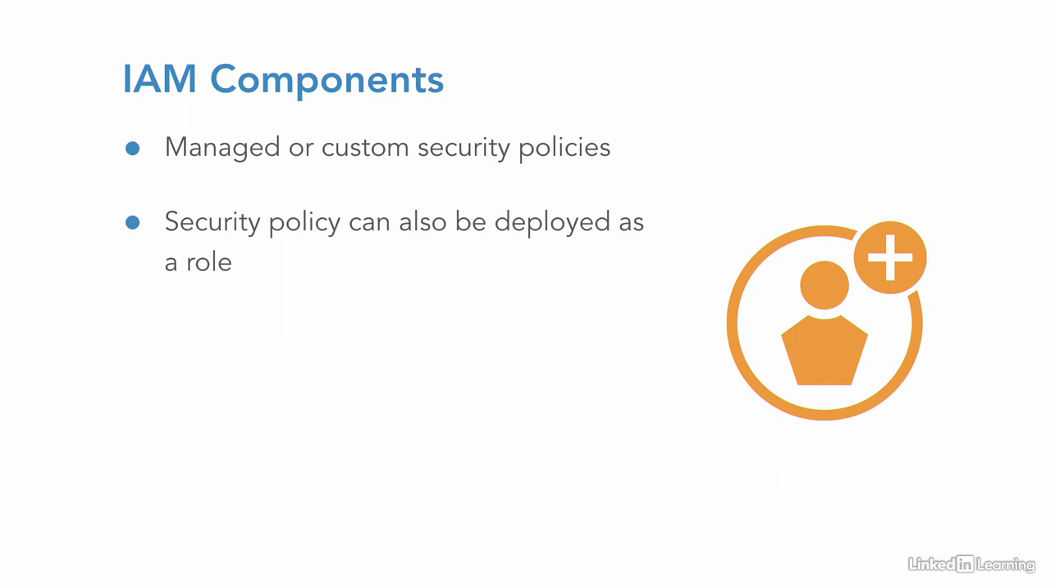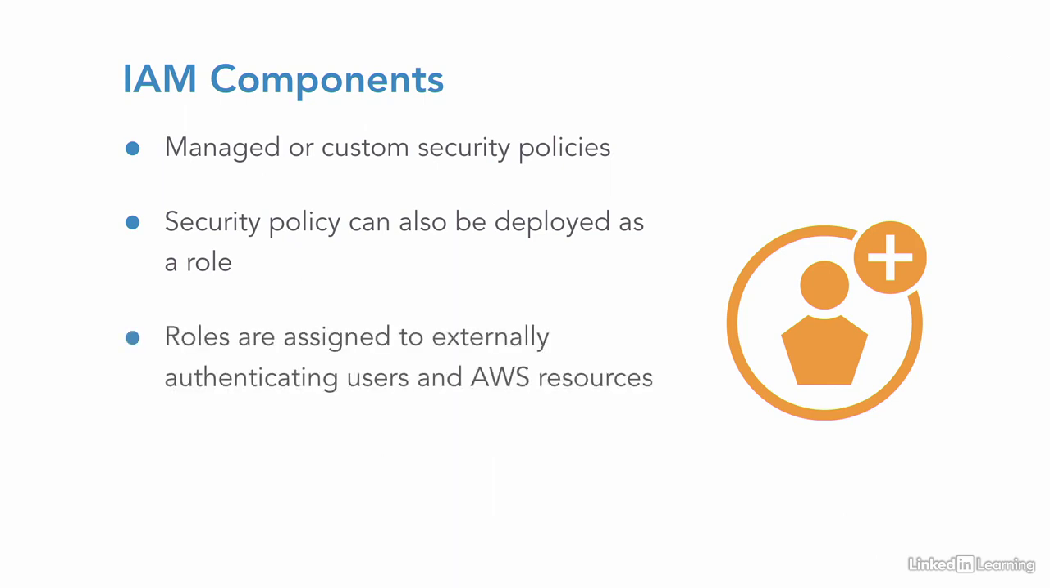Security policies can also be deployed in something called a role. Roles are assigned to externally authenticating users, such as somebody that is logged on to Active Directory at work. Then let's say that user has to access resources at AWS. Their Active Directory credentials, the on-prem credentials, are synchronized with a copy at AWS. This is recognized as a valid user account, and therefore the user will be assigned a role providing temporary access to the resource that they need to access.